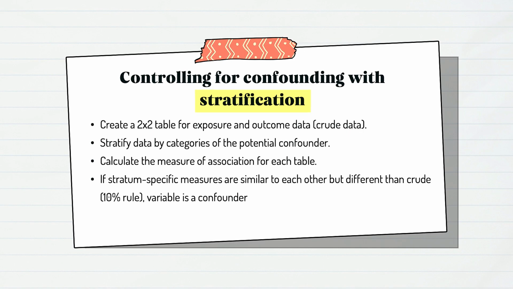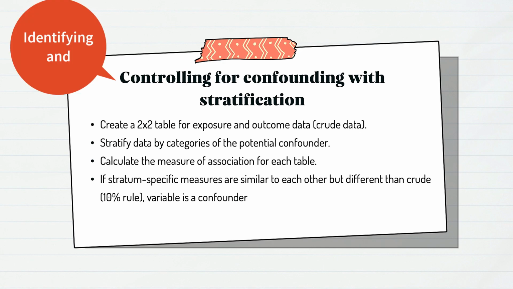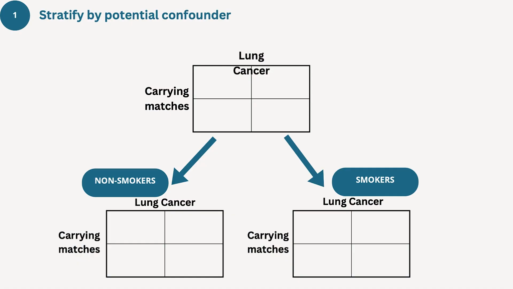Stratification, that second method of controlling for confounding in the analysis phase, can be used not only to control for, but also identify whether a variable is a confounder of the exposure-outcome relationship. And we do this by going through the steps listed here. The first step is to stratify by the potential confounder. So this means creating separate 2x2 tables for each category of the confounder. In this case, if we think that smoking is a confounder of the relationship between carrying matches and lung cancer, we would look at that exposure-outcome relationship separately for smokers and non-smokers.